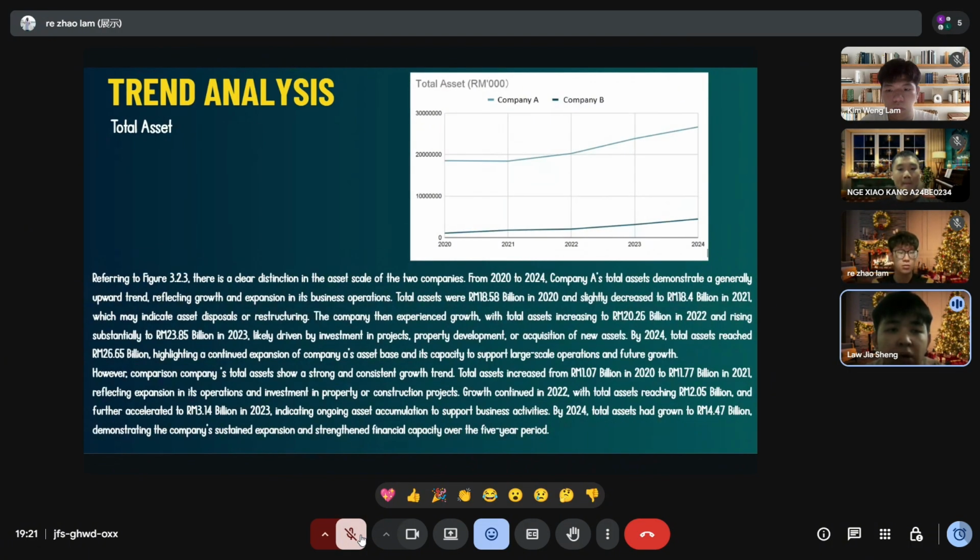The last one is total asset growth trend analysis. For Company A, its asset base is massive, reflecting its size. Growth was steady but saw a significant acceleration from year 2022 onwards, mirroring its revenue trend. Total assets grew from 20.3 billion in year 2022 to 6.7 billion in 2024.